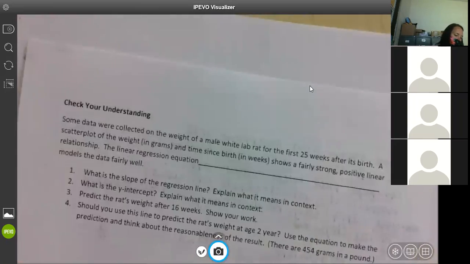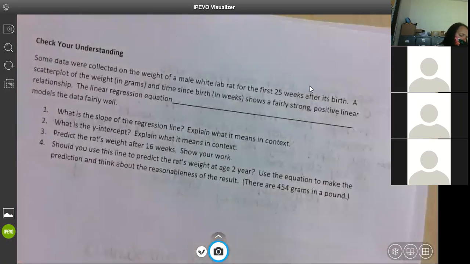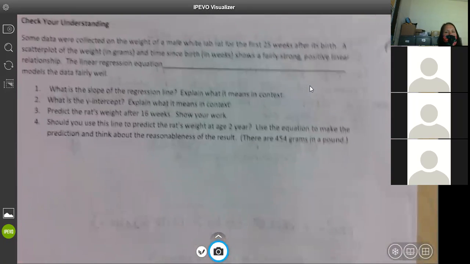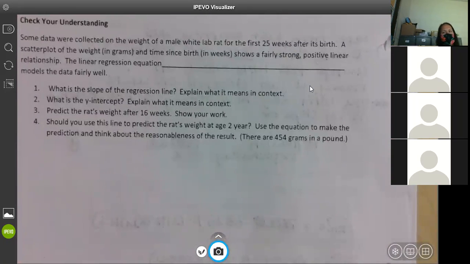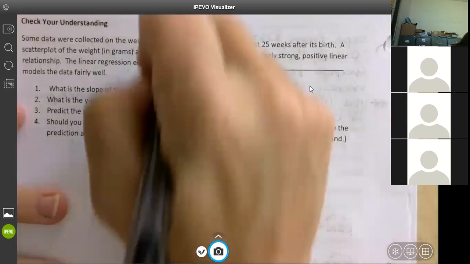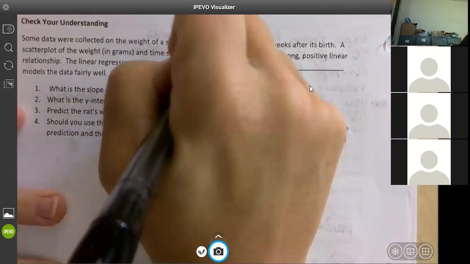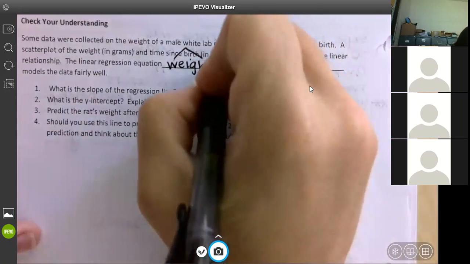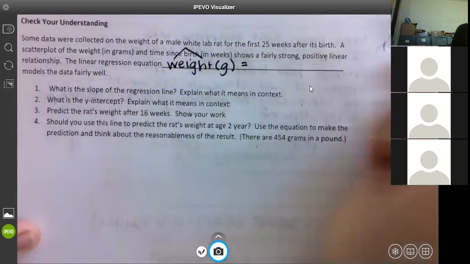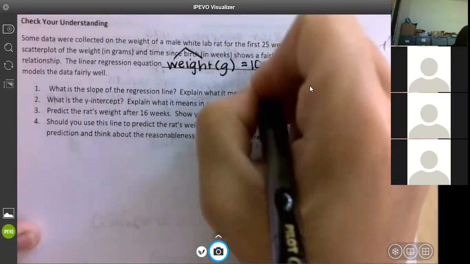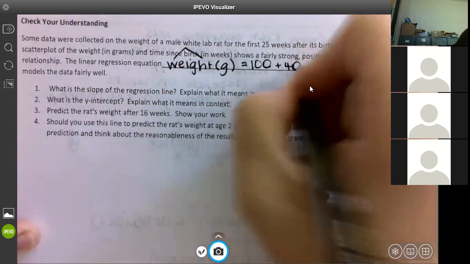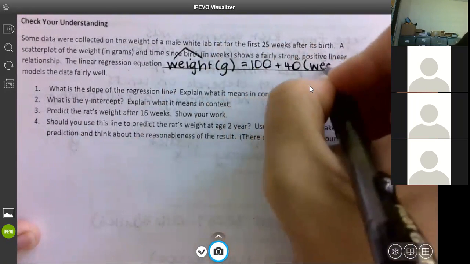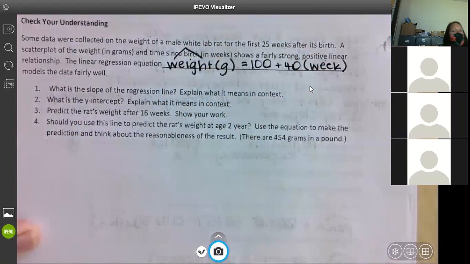All right, some data were collected on the weight of a male white rat for the first 25 weeks after its birth. A scatter plot of the weight in grams and time since birth in weeks shows a fairly strong positive linear relationship. The linear regression equation is predicted weight in grams is equal to 100 plus 40 times the number of weeks, or the week number.